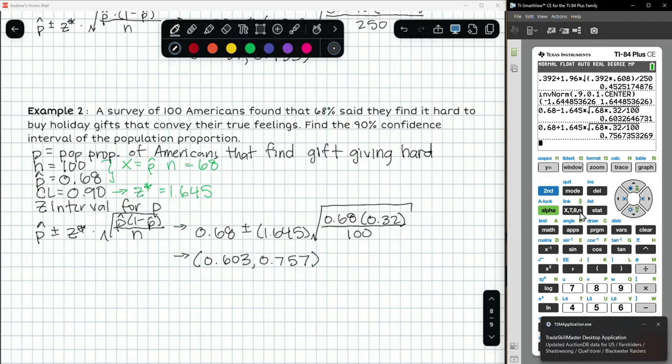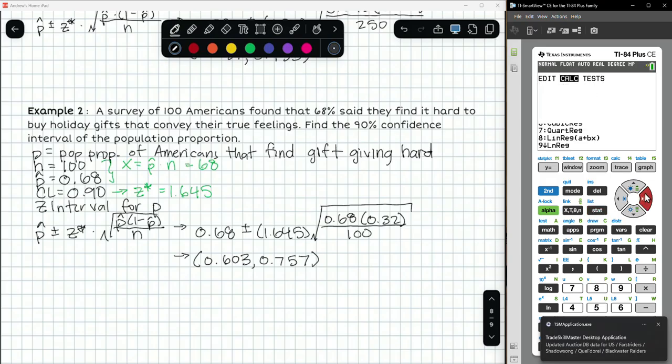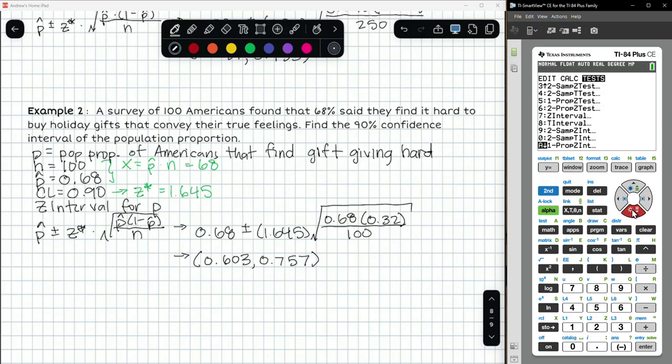And we're going to check this on our calculator by running that one prop z int. So option A, one prop z int. We know our number of successes was 68. We went back and figured that out of 100, and our confidence level is 0.90. We're going to go calculate, and you'll notice it gives me exactly what I got manually. So that 0.603 to 0.757.